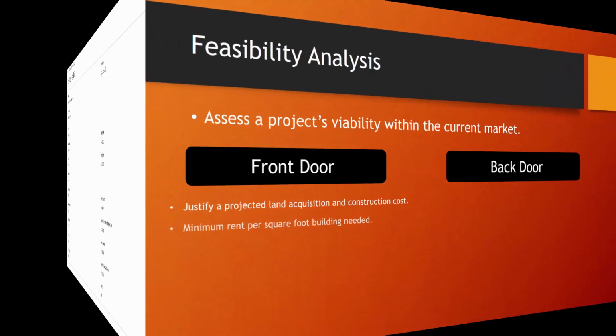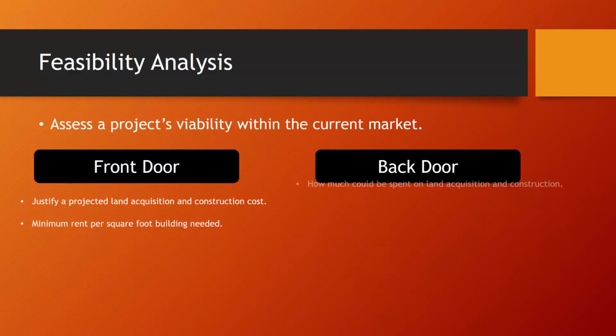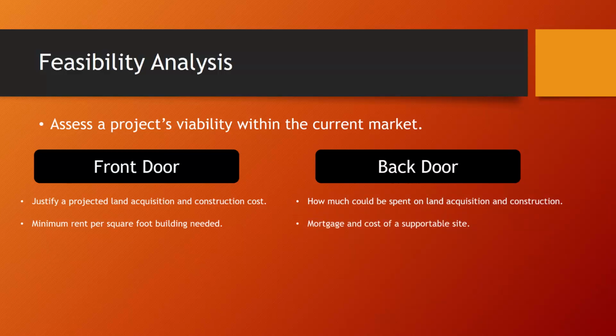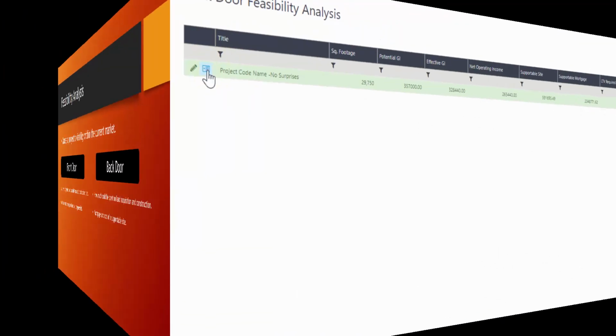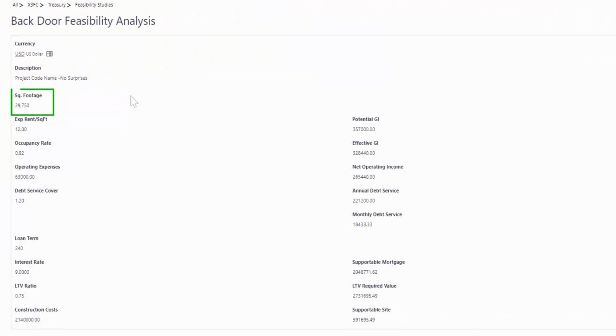Back door feasibility determines how much could be spent on land acquisition and construction for the project to still be feasible. X3 Construction calculates the mortgage and cost of a site supportable by the user's entered values. In this example, we have a 29,750 square foot building for which we are charging $12 per square foot. Assuming a 92% occupancy rate and these expenses, we can afford to spend approximately $591,000 on the site.